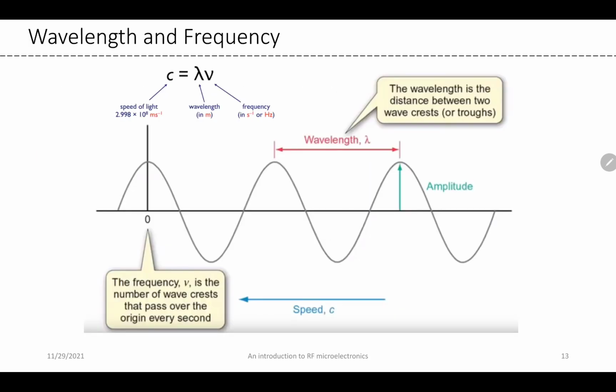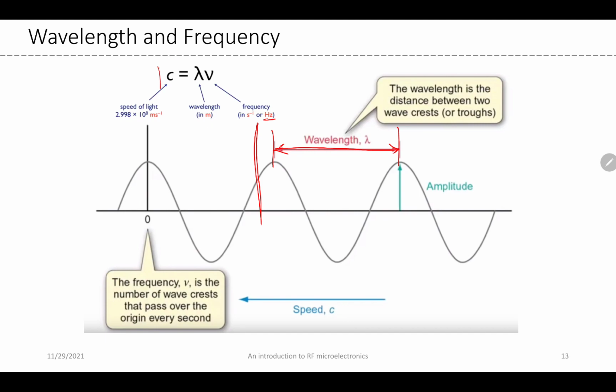Now, this is a primer on basic physics. So again, wavelength and frequency. Wavelength is simply the distance between two crests or between two troughs of a wave, and the frequency is the number of wave crests that pass over an origin or any point in a given amount of time, say for example per second. So if it's per second, then it's hertz. If it's per microsecond, it's megahertz, and so on.